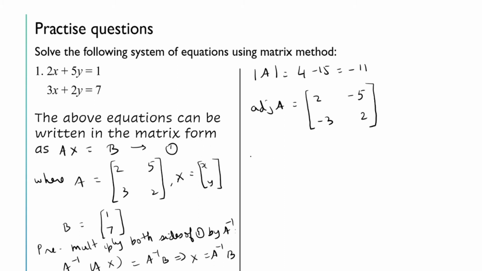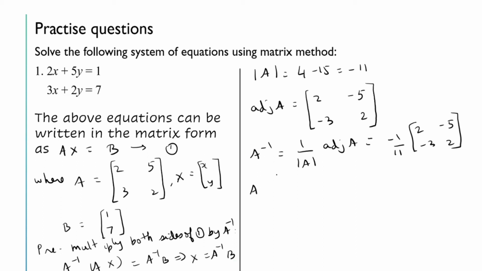Now we can find A inverse. A inverse is equal to 1 by determinant of A into adjoint of A. So this is equal to minus 1 by 11 into adjoint of A, which is 2 minus 5 minus 3, 2. So we can find X from A inverse into B.